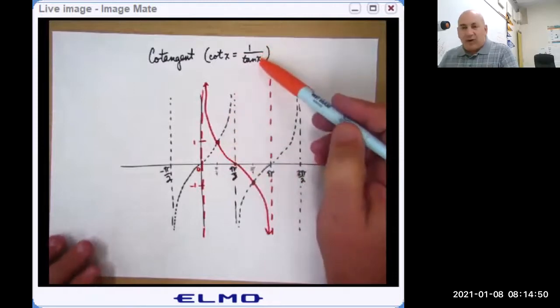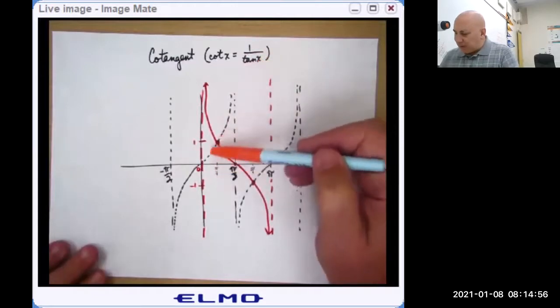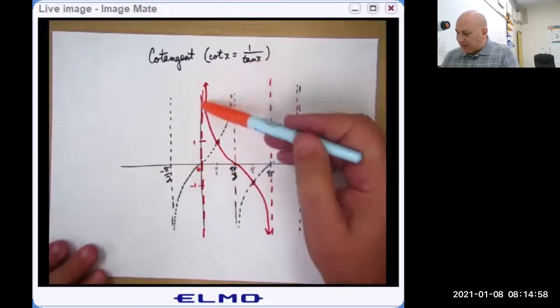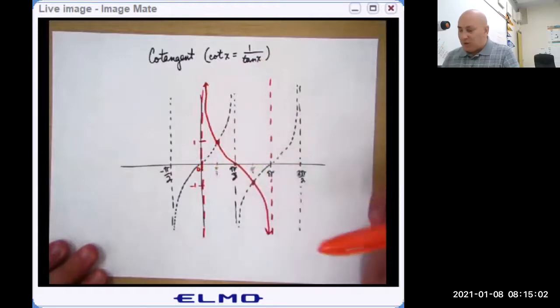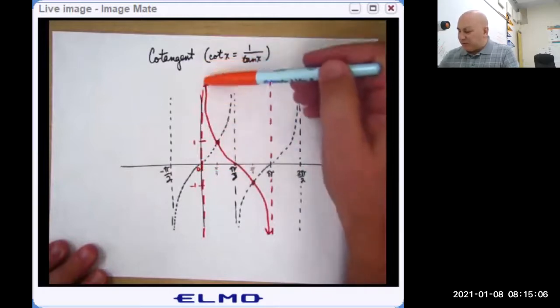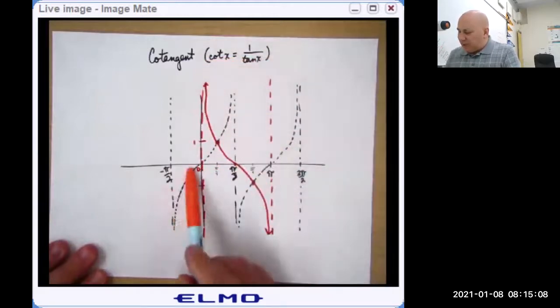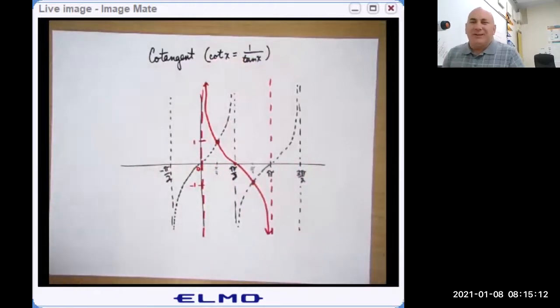At pi over 4, tangent of pi over 4 is 1. 1 over 1 is 1. So that's why both the tangent curve and the cotangent curve touch here at pi over 4, 1. And so anyway, if you keep playing with the numbers, you get this curve. Why didn't we go over here and over here? Well, we do one period of the graph. We always like a period to include 0.